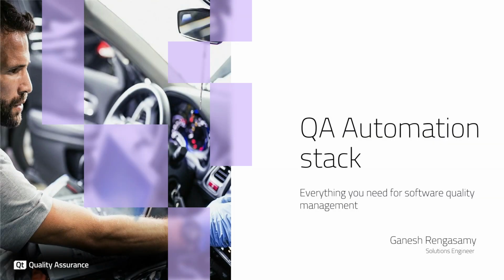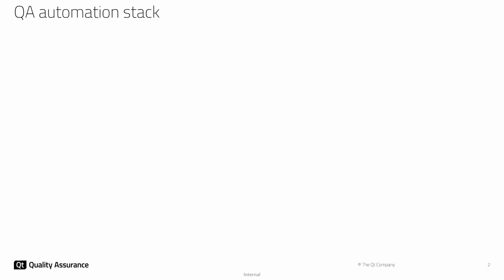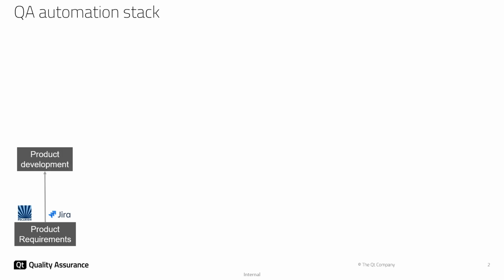Hello, this video is about how to use Qt's quality assurance tools as part of an automation stack that supports every phase of your development process. We begin with product requirements, typically managed in tools like Jira or Polarion. Once requirements are defined, development starts in your chosen language and architecture.